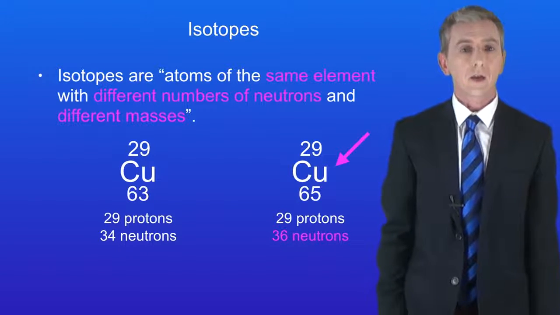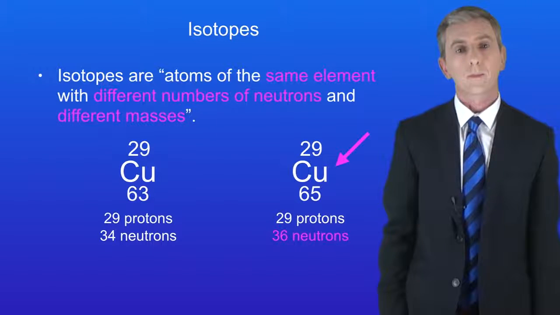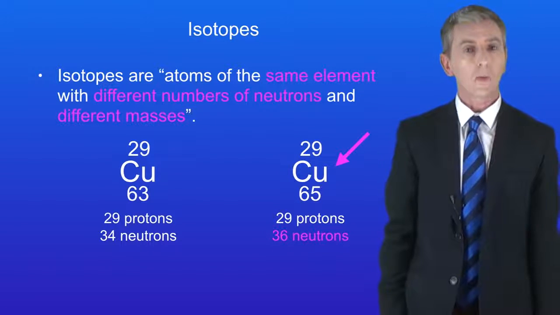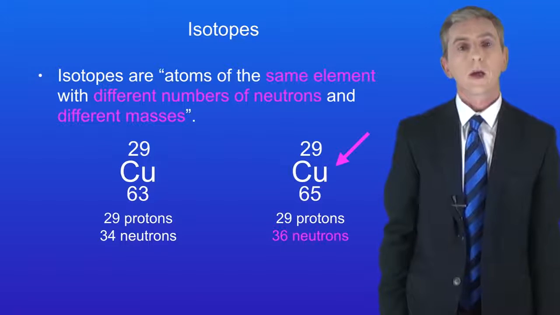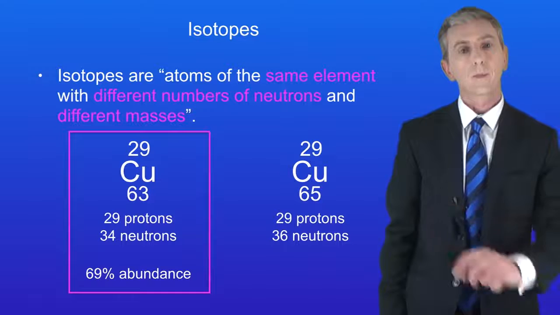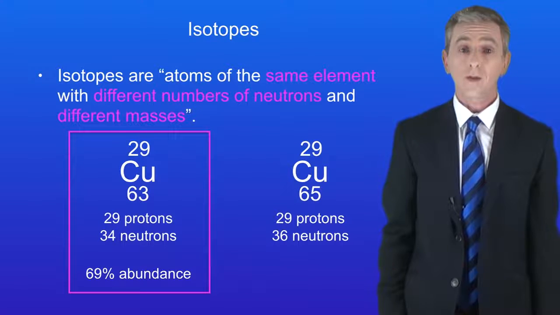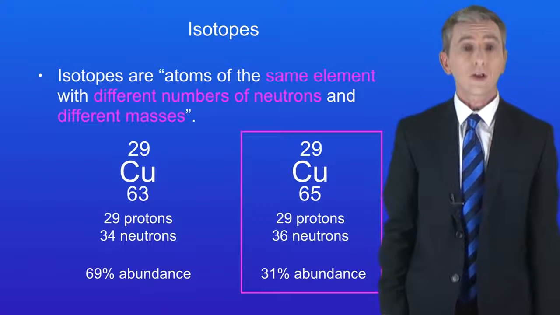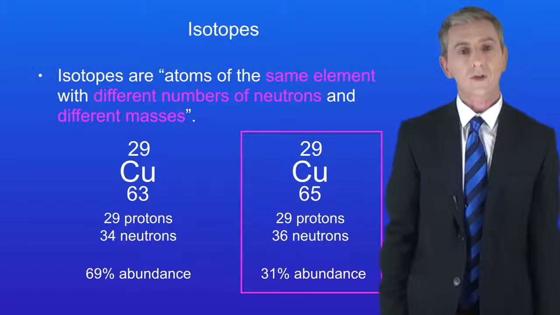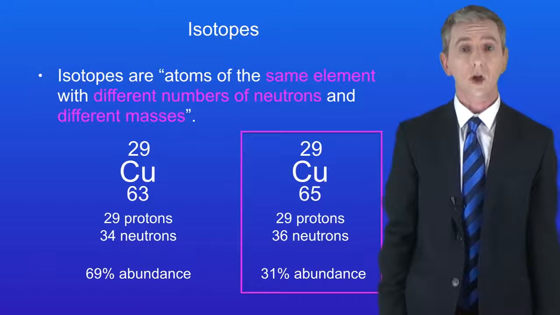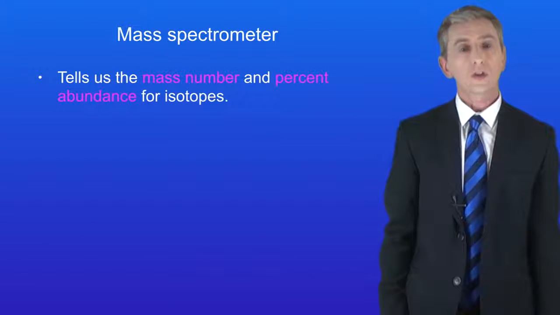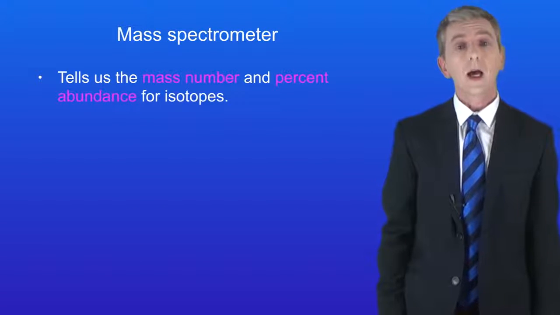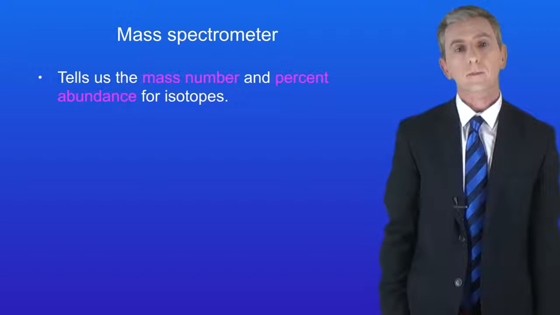Now, one key idea that you need to get is abundance. Abundance tells us how common each isotope is. Around 69% of copper atoms are this isotope, whereas around 31% of copper atoms are this one. So the question is, how do we actually work out the mass number and abundance for isotopes? To do this, we use a machine called a mass spectrometer, and you could be asked that in your exam.